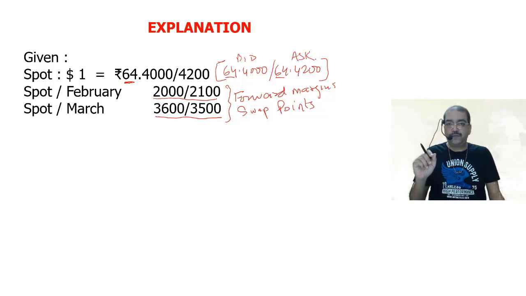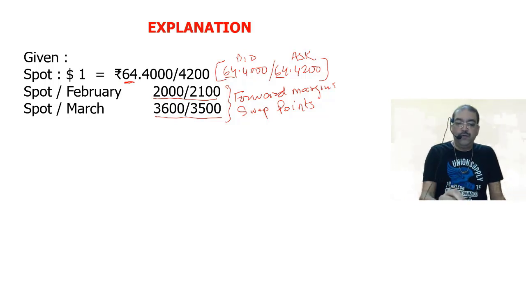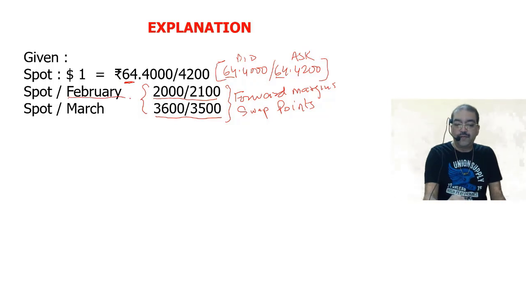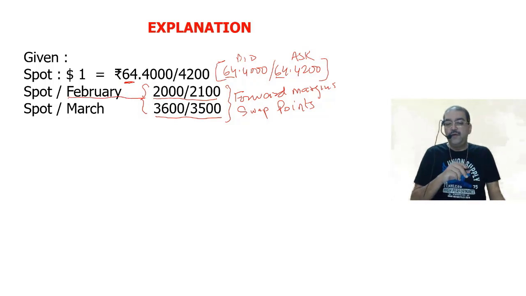64.4200. Bid rate is always less than the ask rate. Okay. Now, these are the swap points. When I look at the swap points, I will be able to tell you whether the forward is at par, premium or discount. Now, if you look at the February figures, what do you find?